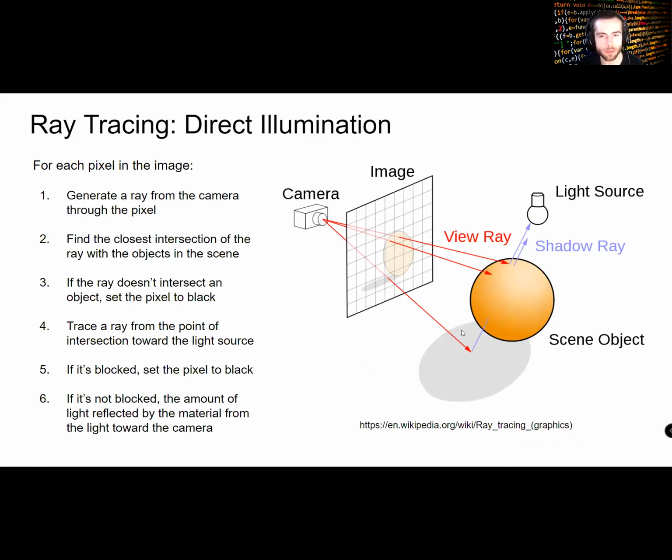So here's an overview of our direct illumination algorithm. We've got a camera, we've got an image, and then we have an object that we're hitting.